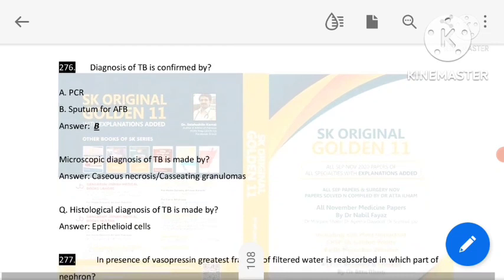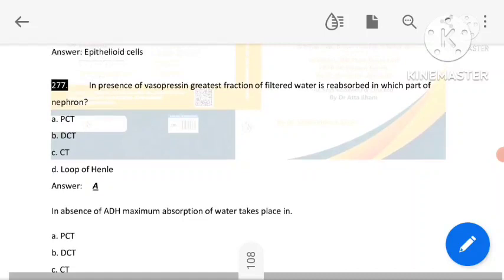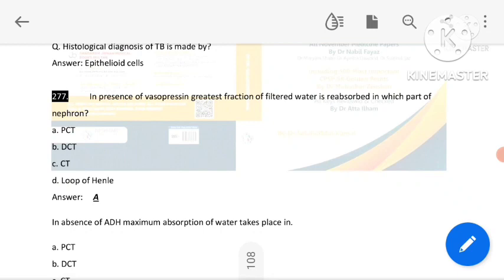And microscopic diagnosis of TB is mainly made by which of the following? Caseous necrosis. And histologic diagnosis of TB is made by which of the following? Epithelioid cells.